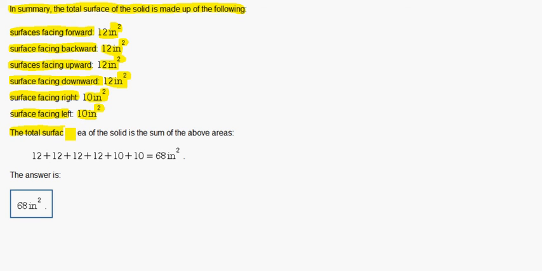So the total surface area of the solid is the sum of the above areas. So if we add them all together, we get 68 square inches. So the answer is 68 square inches.